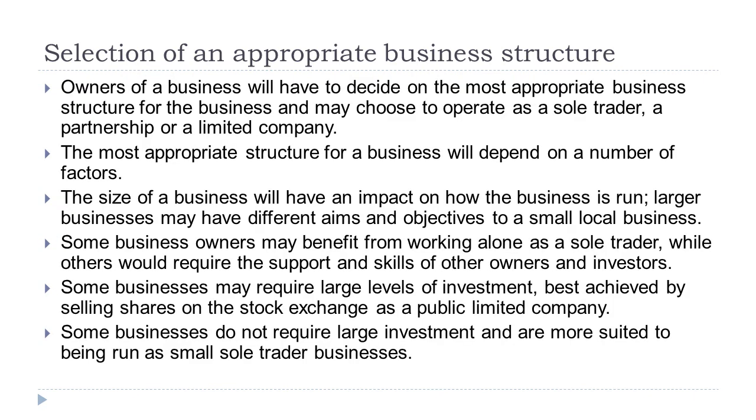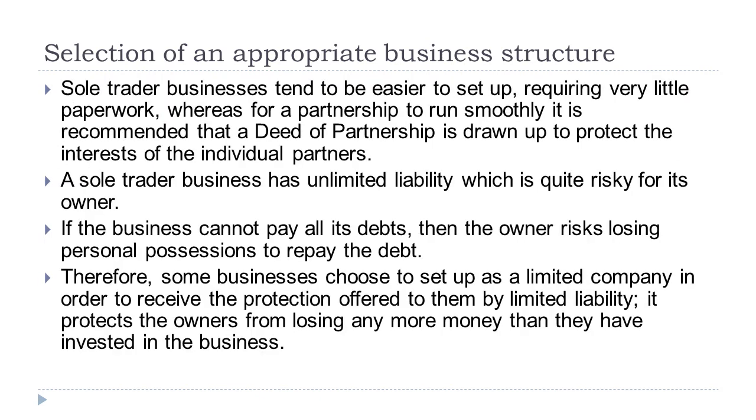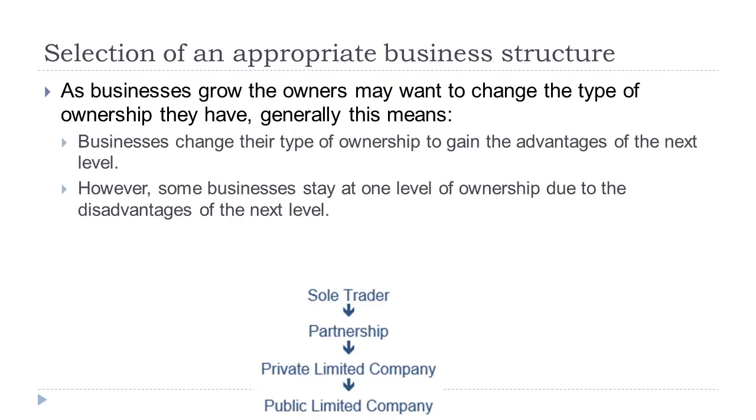Some businesses can change their type of ownership, going through different stages. Take a look at this final slide. A lot of these large PLCs started life as a sole trader. They became a partnership, then those shareholders made it a private limited company, and then decided to take that firm public. So you can move through the different stages.